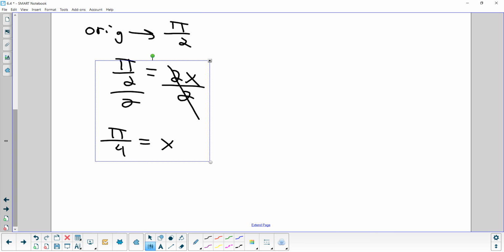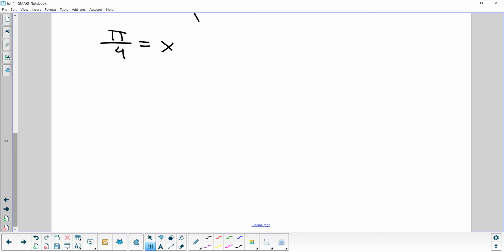Okay. But that only describes one asymptote. How often is the asymptote going to repeat just in general? Or how often does anything repeat in a trig function? Every period. Every single period you're going to get another asymptote. So we would have pi over 4 plus any multiple of the period. You need to find what the period is and put that in.